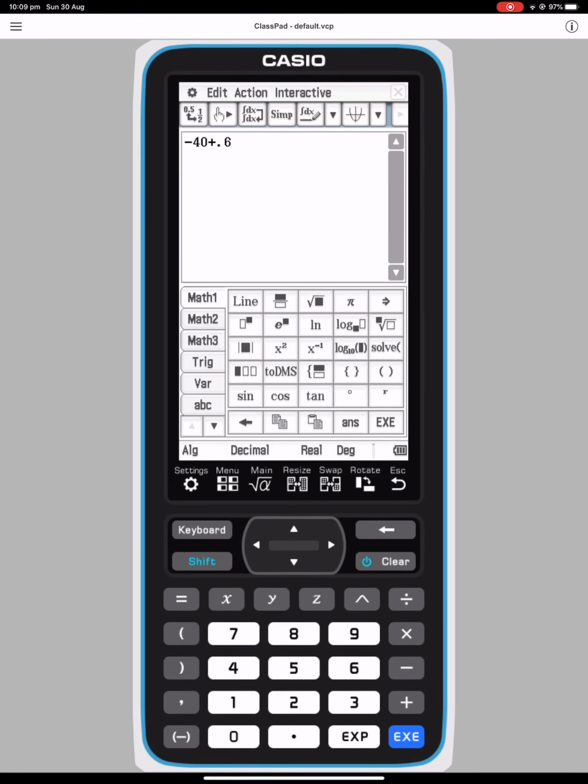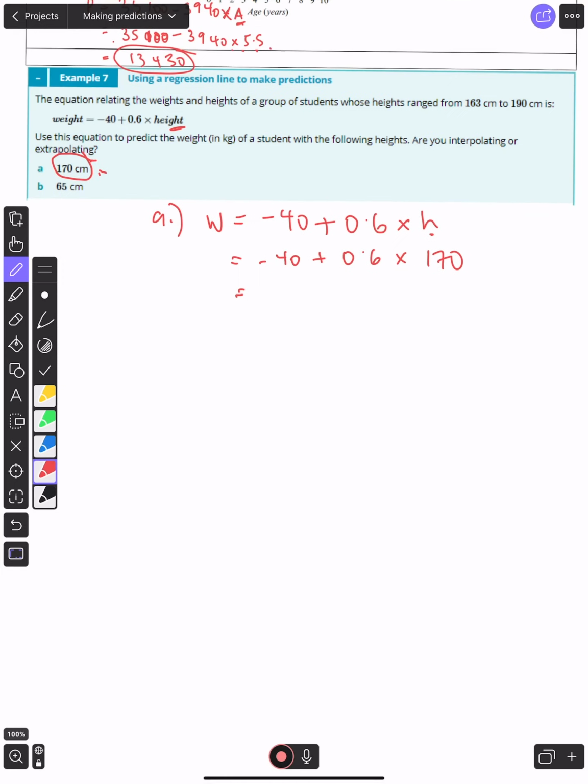So it's minus 40 plus 0.6 times 170. Enter. So that student would be 62 kilos. So 62 kilograms.